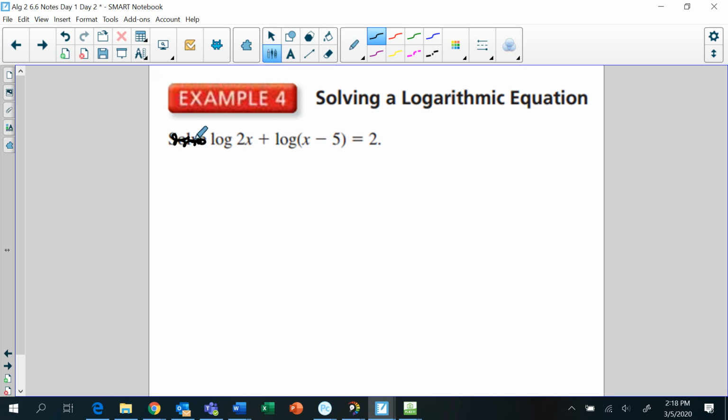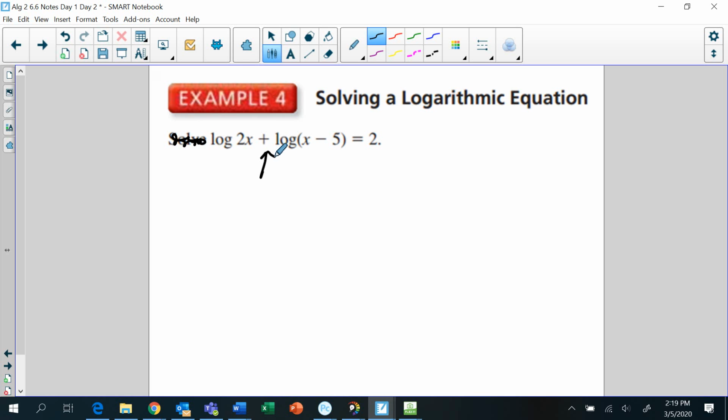What we need to do is cancel out the log by making 10 the base and exponentiating. But you cannot exponentiate if the logs are in separate terms. If they are separated by a plus or minus sign, you cannot exponentiate them separately.